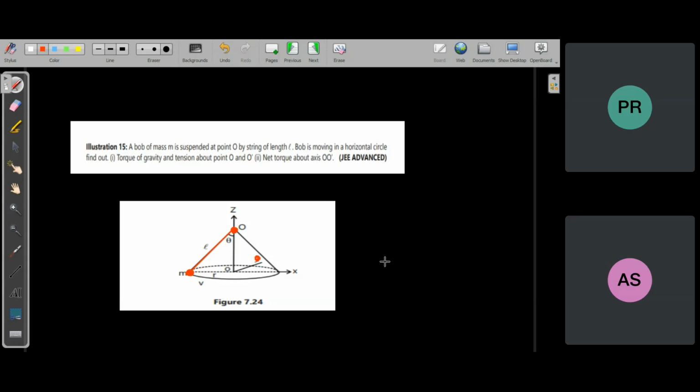So first of all, you have to find the torque about point O, and then you can find it about O dash.